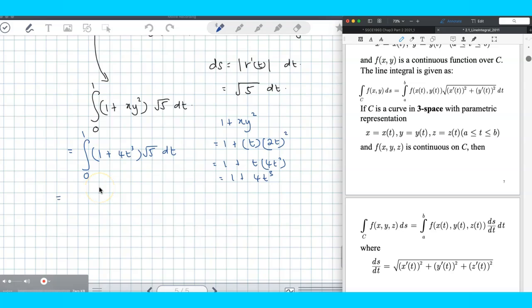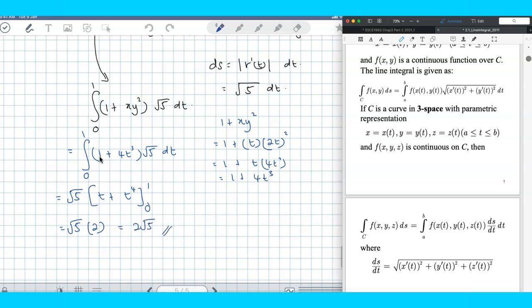Because this one is square root 5, you can take it out. And now we want to integrate 1 with respect to t, so you have t. And then replace t from 0 to 1, and then you will get 2. So your answer is 2 square root 5.